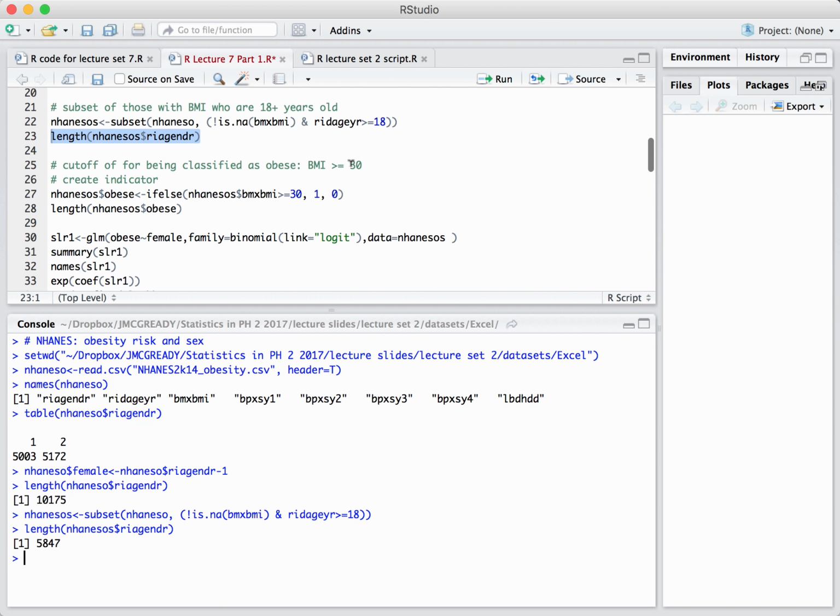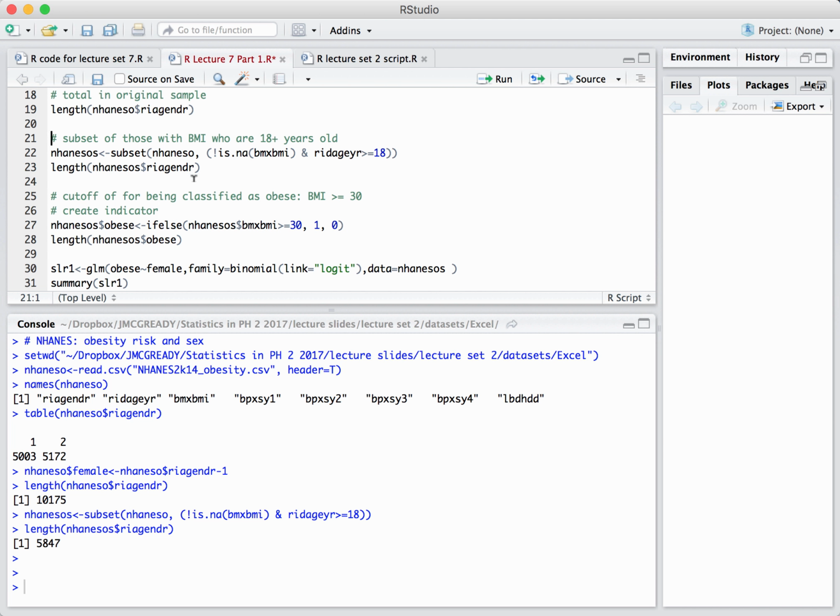Now we have to, and this is what we did before, but I'm just reminding you so that it doesn't come in as unfamiliar, we had to create an indicator of being obese, and by the norms it would be those who have a BMI of greater than or equal to 30. So we created a column in NHANES OS called obese. We used the if-else command and said, well, if NHANES OS, the BMI column, is greater than or equal to 30, give the obesity indicator value 1, else, if it's not, give it a value of 0.